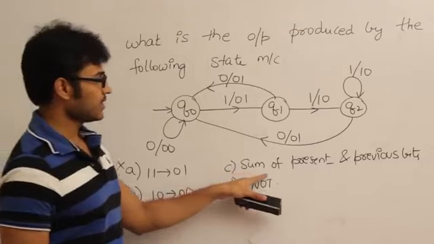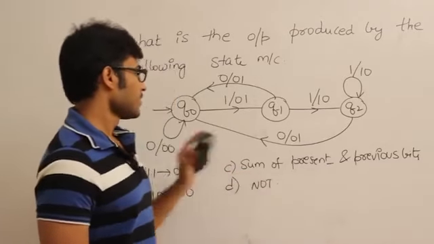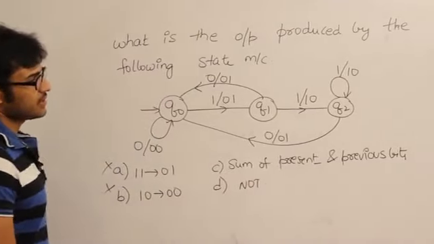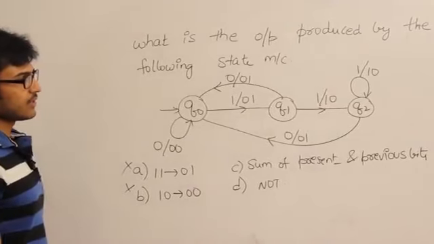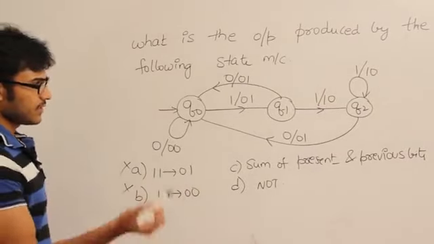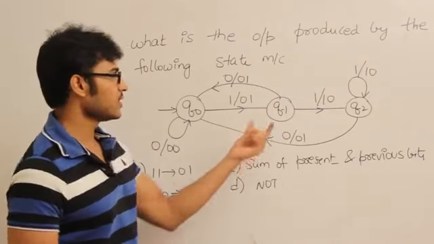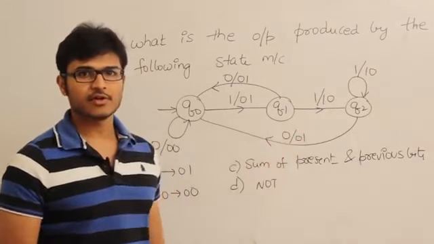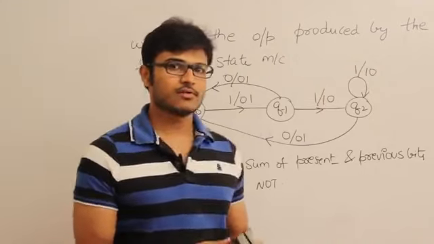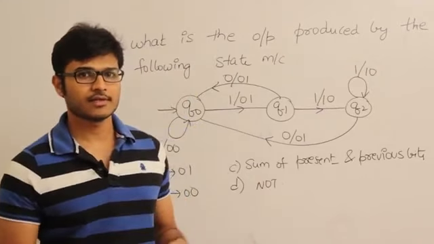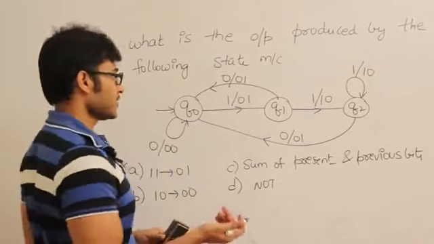Let us see if this is right: sum of present and previous bits, right? In order to check this, let us take an example and trace it out on this machine. For such questions, whenever they give you a diagram of a finite automata and ask which of the following is right, always take an example and trace it out, then you'll understand better.